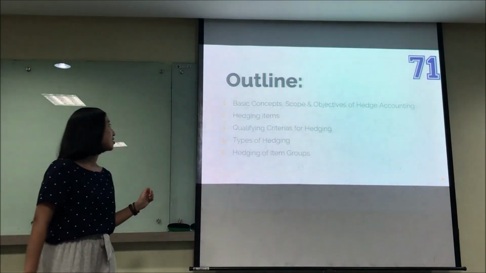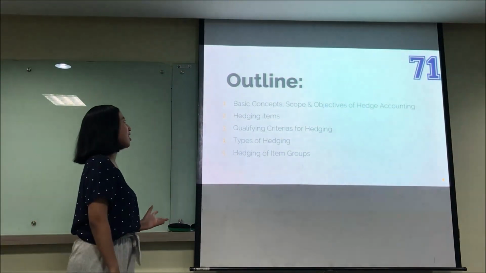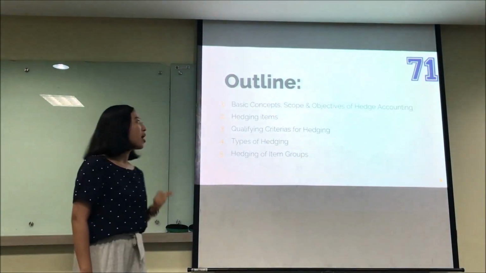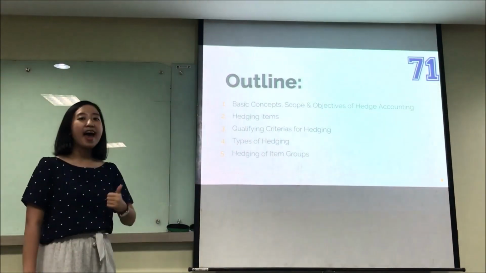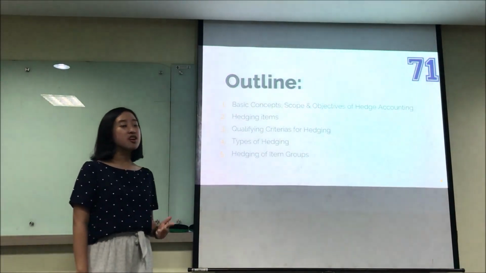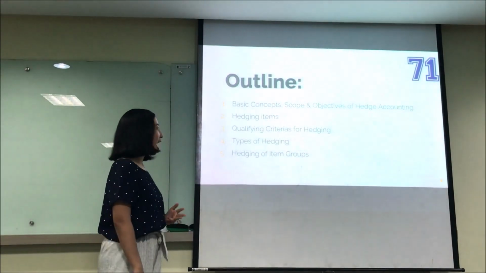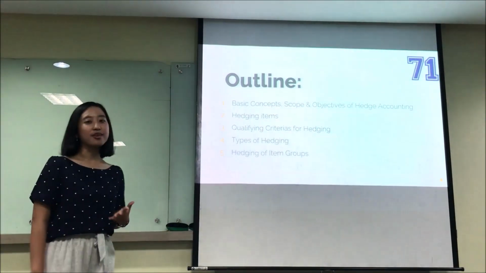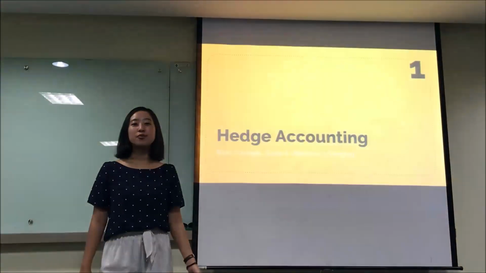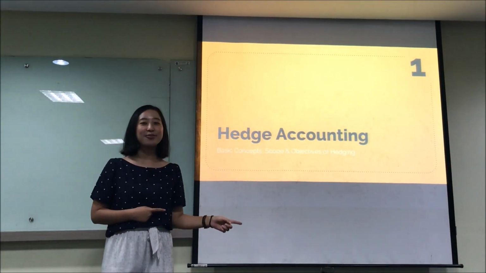Now, what we're going to be discussing today are these 5 main points: the basic concepts, scope, and objectives of hedge accounting, hedging items, qualifying criteria for hedging, types of hedging, and last but not least, hedging of item groups. Now, the first part will be explained by my friend Matthew.